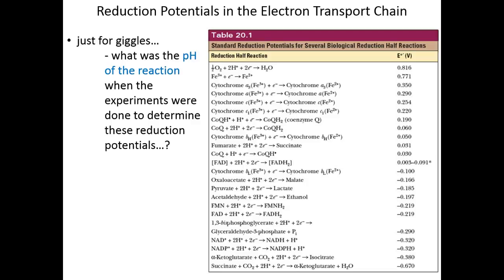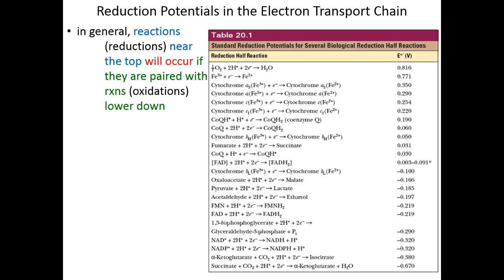Just for giggles, what was the pH of the reaction when these experimental reduction potentials were determined? Do you have any idea? Look closely. pH was 7. Because look, these reduction potential values are E0 prime. We have adopted the biochemist's standard state here. But anyway, I digress.